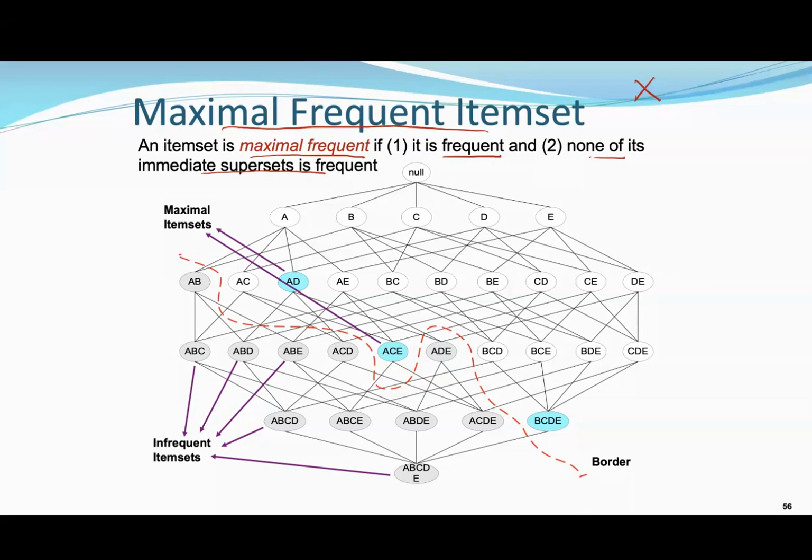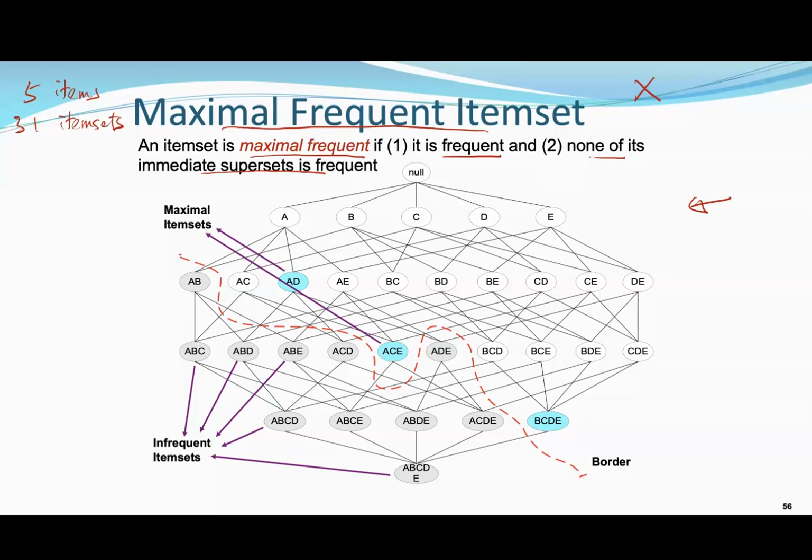Let me use an example to illustrate. Here we have 5 items, namely A, B, C, D, E. Altogether, there are 31 non-empty item sets, which are arranged in this lattice. In this illustration, the item sets that are shaded, let's say ABCD or ABC, are not frequent. All the others are frequent, including, for example, CD and ACE.